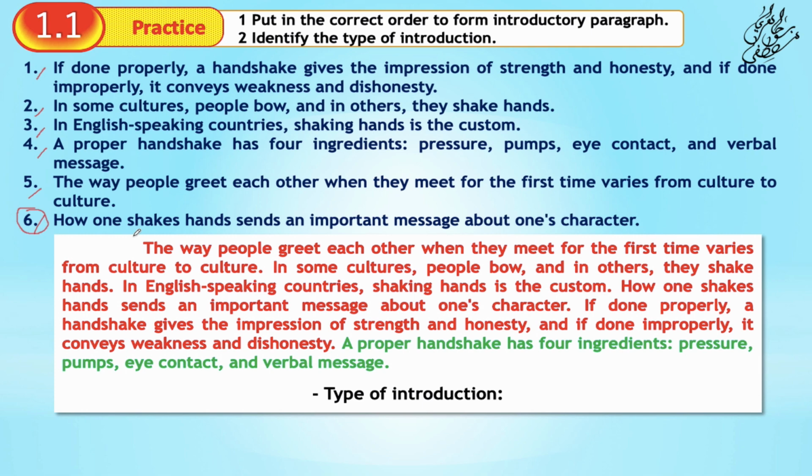A proper handshake has 4 ingredients: pressure, pumps, eye contact, and verbal message. Of course, from this general introduction, we can understand that the topic comes from a broad scope into a specific one. That is to say, the type of introduction is funnel model.